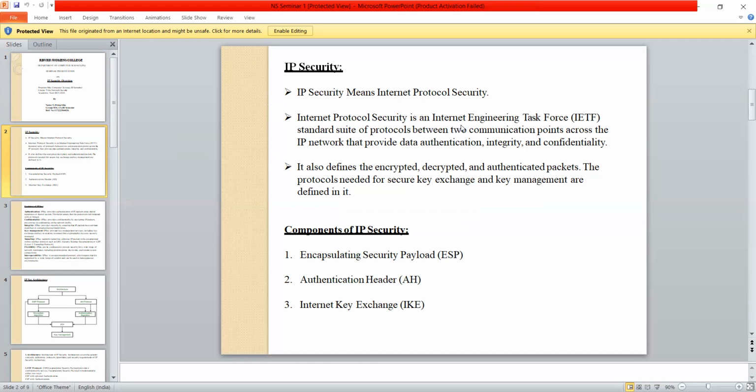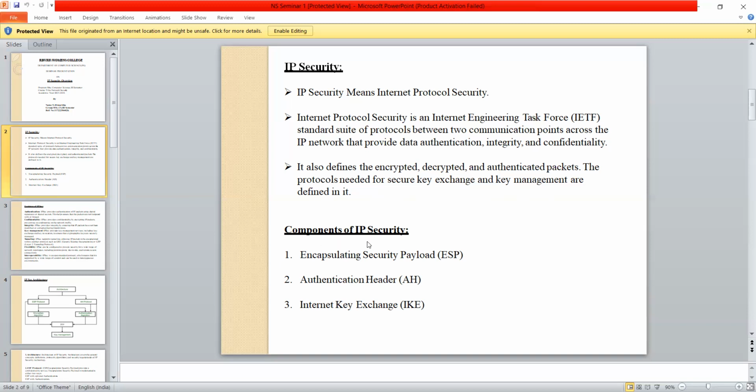Internet Protocol Security is from the Internet Engineering Task Force, that is IETF. It provides authentication, integrity, and confidentiality, that is the CIA triad we learned about in unit 1, chapter 1. It also defines the encrypted, decrypted, and authenticated packets. The protocols needed for secure key exchange and key management are defined in IP security.